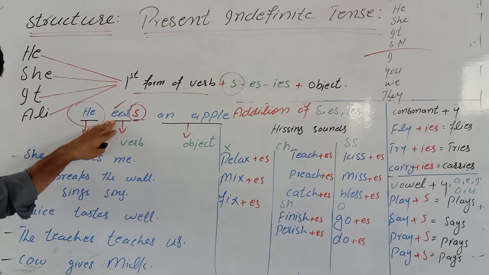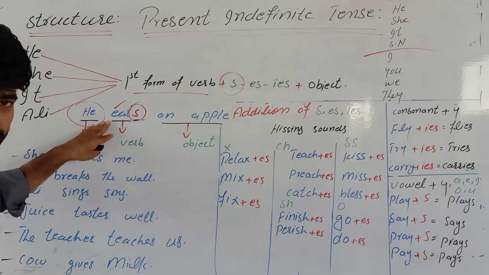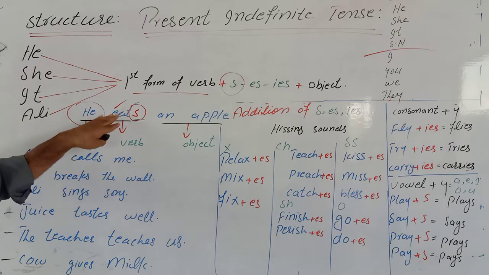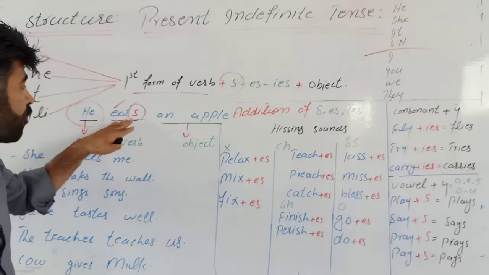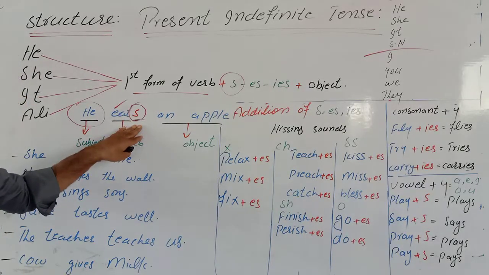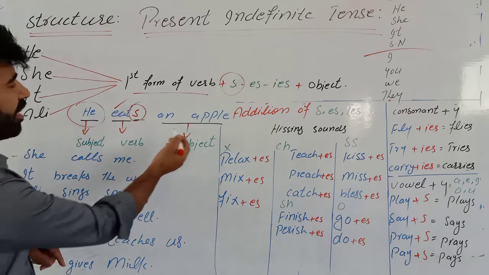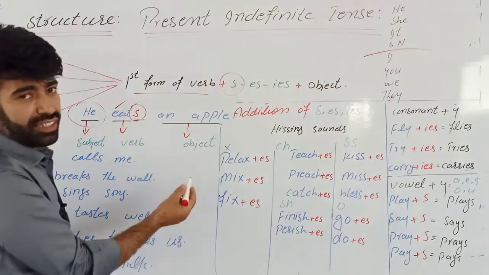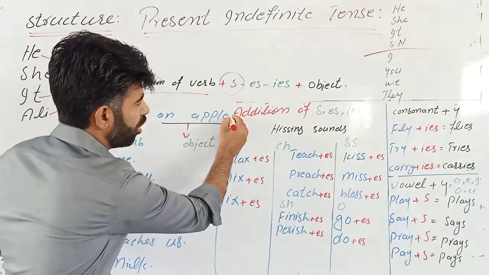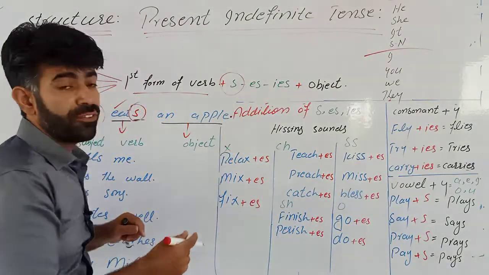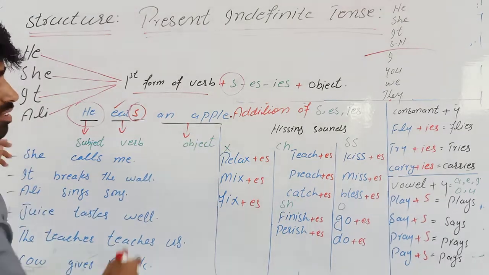The second and third forms of eat are ate and eaten. We did not use the second form of the verb, the third form, or the ing form. We used the first form of the verb, and with it we added s. And here comes the object of the sentence. So this is the whole sentence, and a sentence will always end with a period, with a full stop. So now this is a complete sentence.